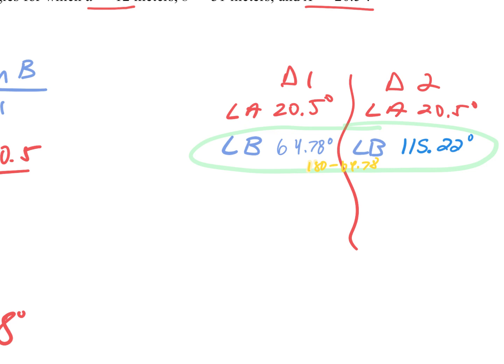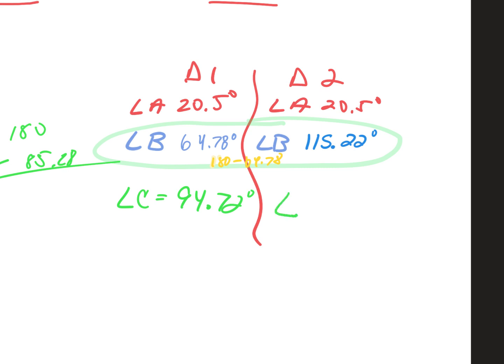So let's go back to triangle 1. How would I find angle C? Same thing. It's 180, add them up. So 20.5 plus 64.78 is 85.28, right? And then 180 minus that is 94.72 degrees. Now, if there is a second triangle, I would add 20.5 plus 115.22, right? And I get what?